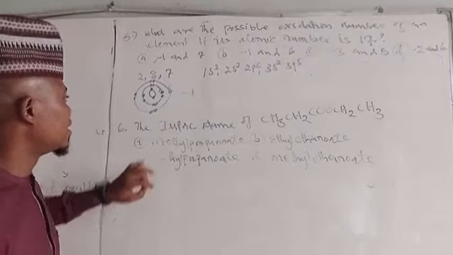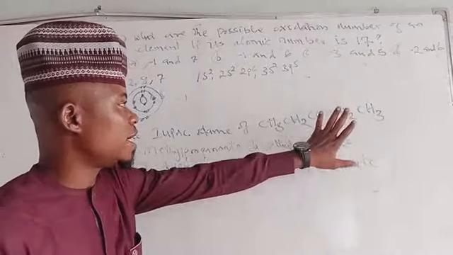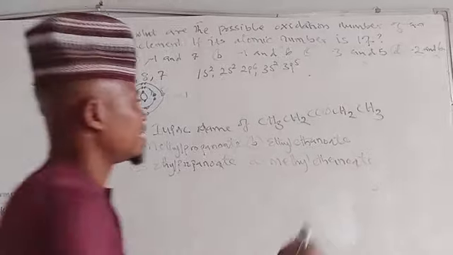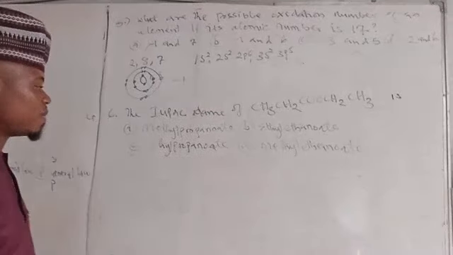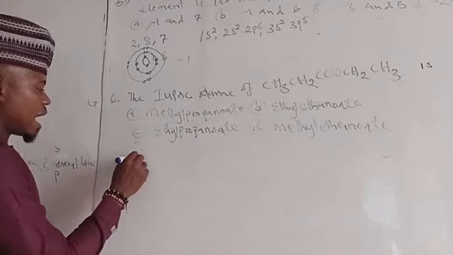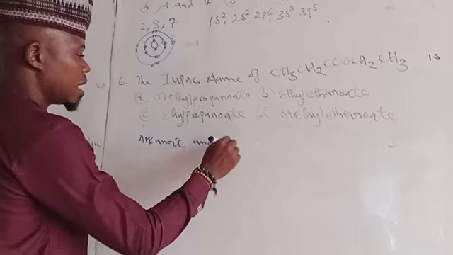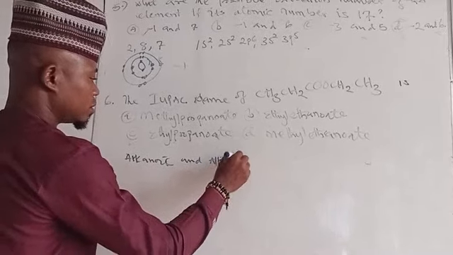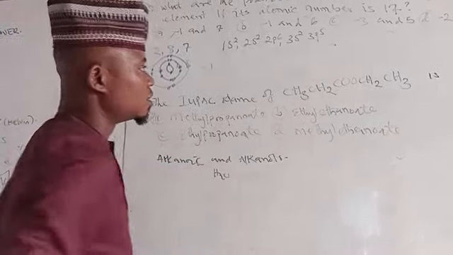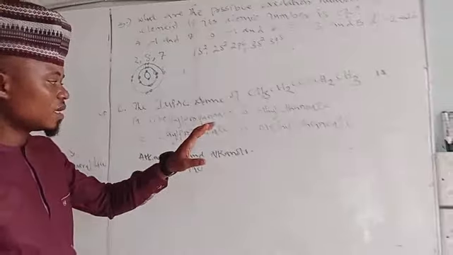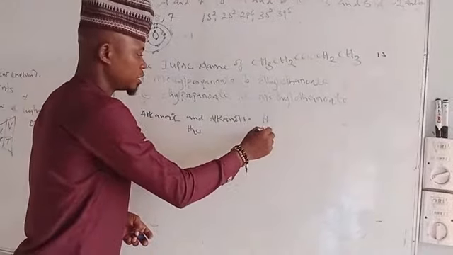Alright, number 6. The IUPAC name of CH3CH2COOCH2CH3 is? Now, this is an ester, an alkanoate. Their formation is by the reaction between alkanoic acids and alkanols. From this, a water molecule is lost to form the ester. In forming this, the alkanol will lose the H, while the alkanoic acid will lose an OH. So they will form this.